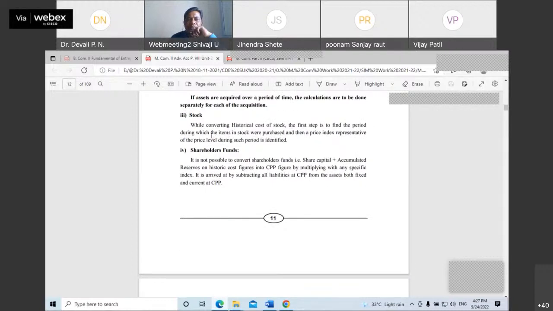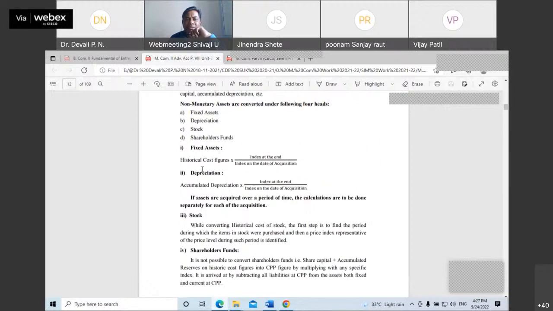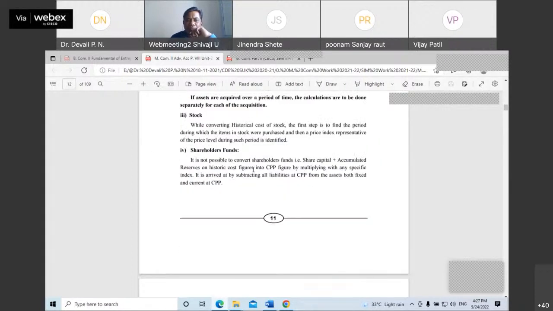What's happening to stock? While converting the historical cost of stock, the first step is to find the period during which the items in stock were purchased. And then a price index representative of the price level during such period is identified. So there is a first step that we are going to follow.